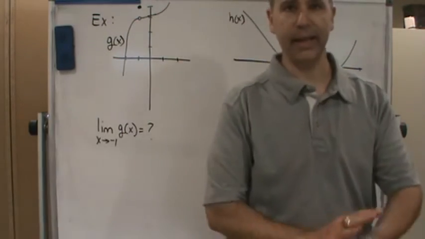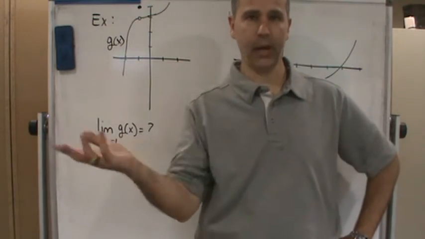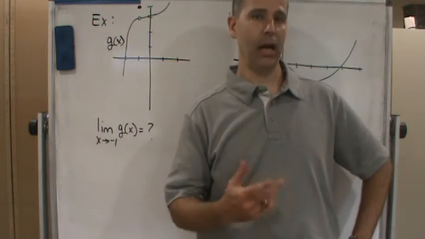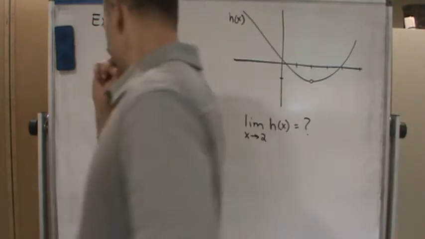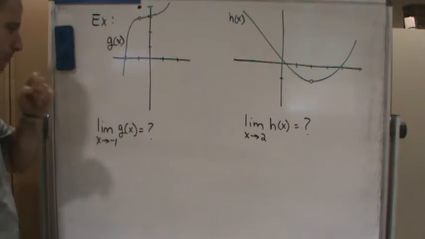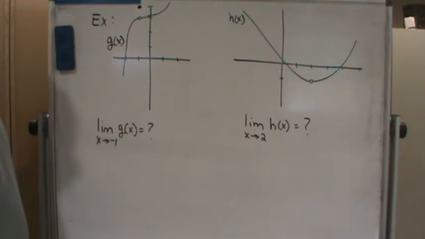Okay, so welcome back, and now we're going to talk about a couple of other examples and how to tell a limit by looking at a graph of a function. So if we look at these two graphs, and we'll start with this one here.